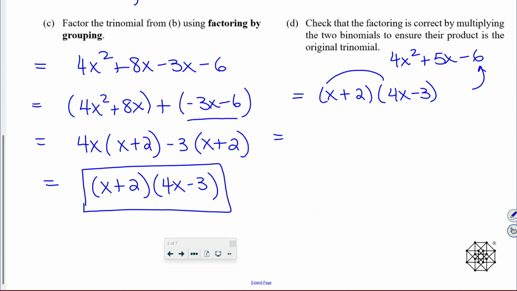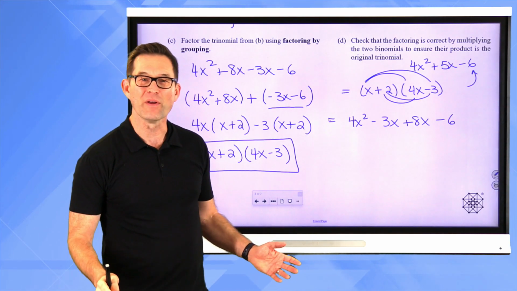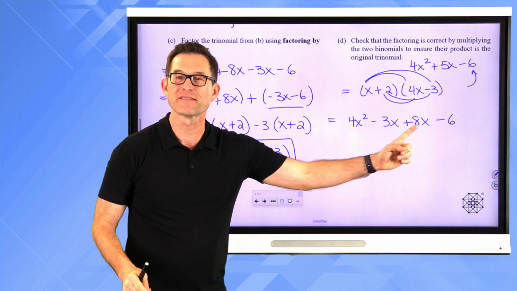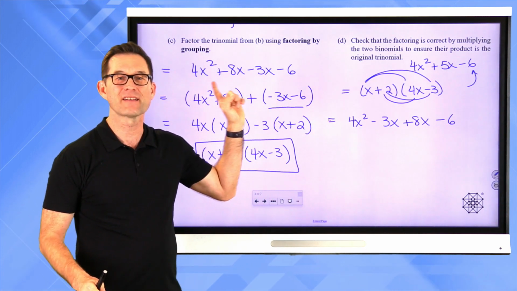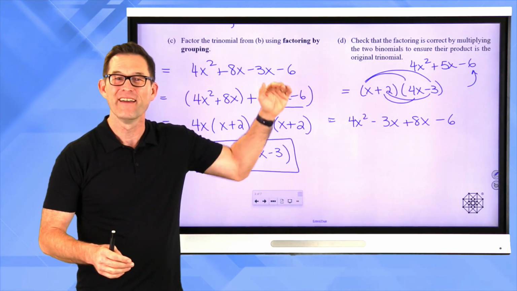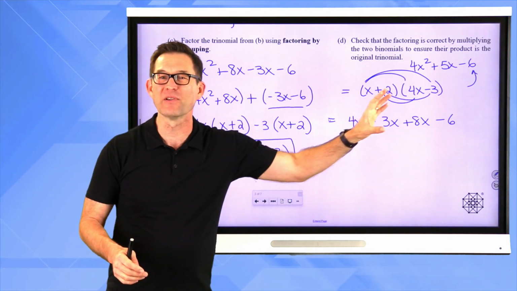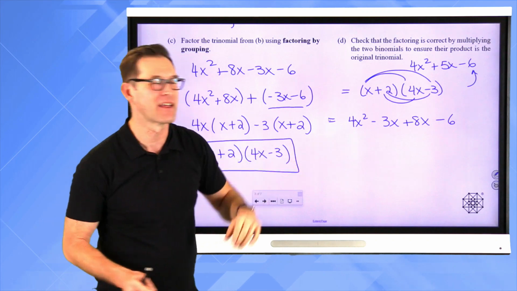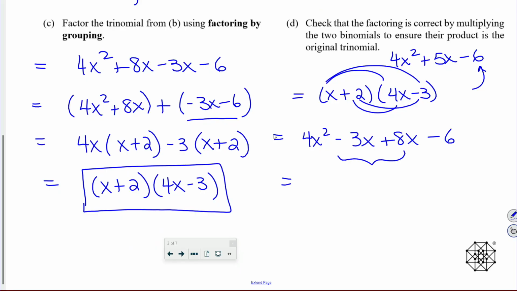All right, so I'm going to use the foiling method. X times 4x is 4x squared. X times negative 3 is negative 3x. 2 times 4x is 8x. And 2 times negative 3 is negative 6. And before I go on, notice already, negative 3x and 8x, 4x squared, negative 6. I'm really kind of going back in reverse. I've now split apart that 5x into the negative 3x and the 8x. These two will combine into that positive 5x, and then I've got my negative 6.